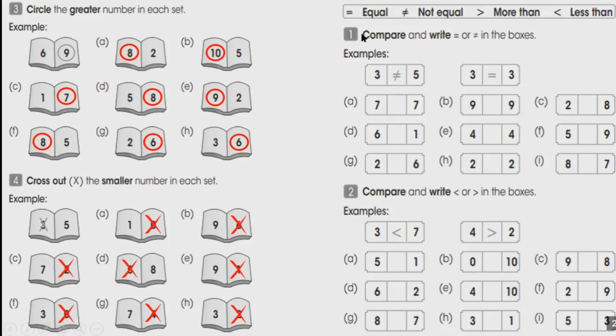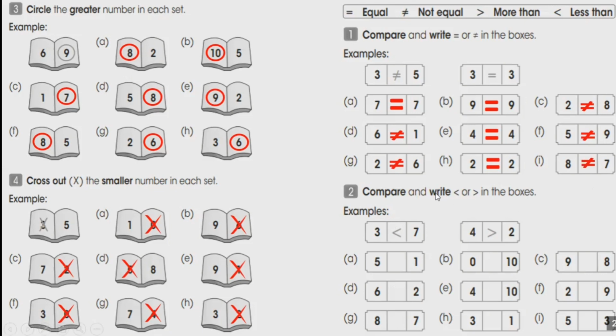Now here, we will use the signs equal and not equal. Now in number 1, letter A, what do you think is the answer? Equal or not equal? The correct answer here is, because these numbers are the same, they are equal. How about in letter B, 9 and 9? The same, they are equal. Letter C, 2 and 8? Not the same number, that means not equal. 6 and 1, not the same, not equal. Letter E, 4 and 4, the same, means equal. Letter F, 5 and 9, not the same, so not equal. Letter G, not equal. Letter H, 2 and 2. 2 and 2 are the same numbers, so equal. Now letter I, 8 and 7. They are not the same, so they are not equal.